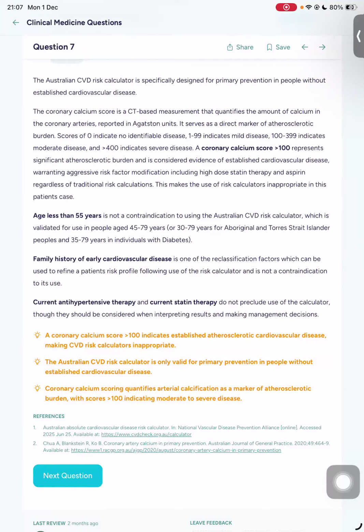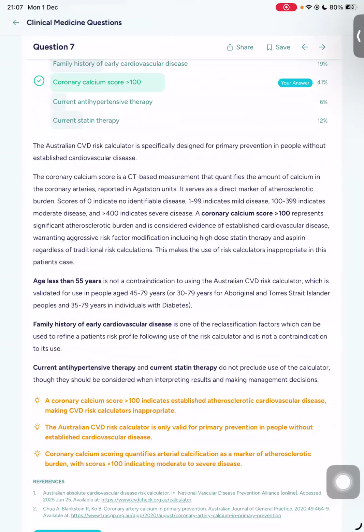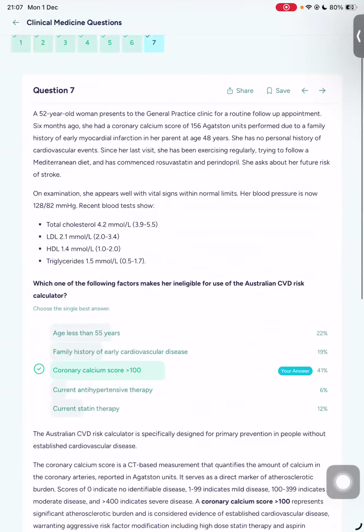So, coronary calcium score quantifies arterial calcification as a marker of atherosclerotic burden, with a high score indicating moderate to severe disease. If you want, just take a screenshot and remember: 1 to 99 is mild disease, 100 to 399 is moderate, more than 400 is severe disease. Okay, like that.